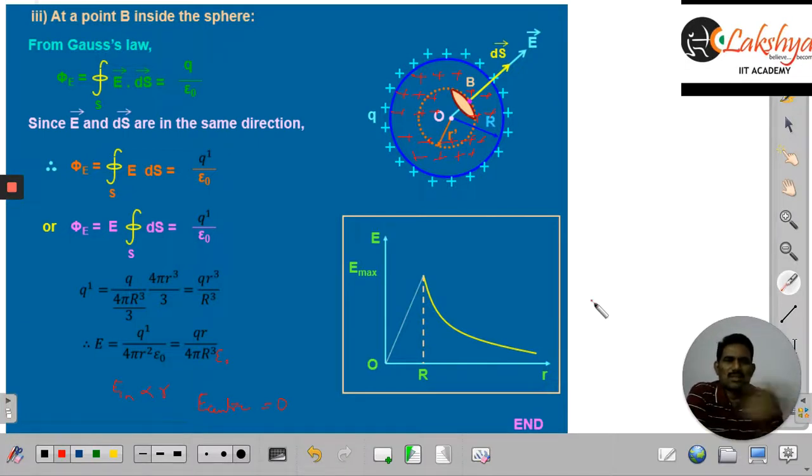Because for the next class, the non-uniform charge distribution, the same calculation will be there. Only the charge inside we need to calculate, which is an additional calculation. We can't calculate charge inside directly like volume into charge density or area into charge density. We should use integration again. Such types of problems we will discuss in our next class.